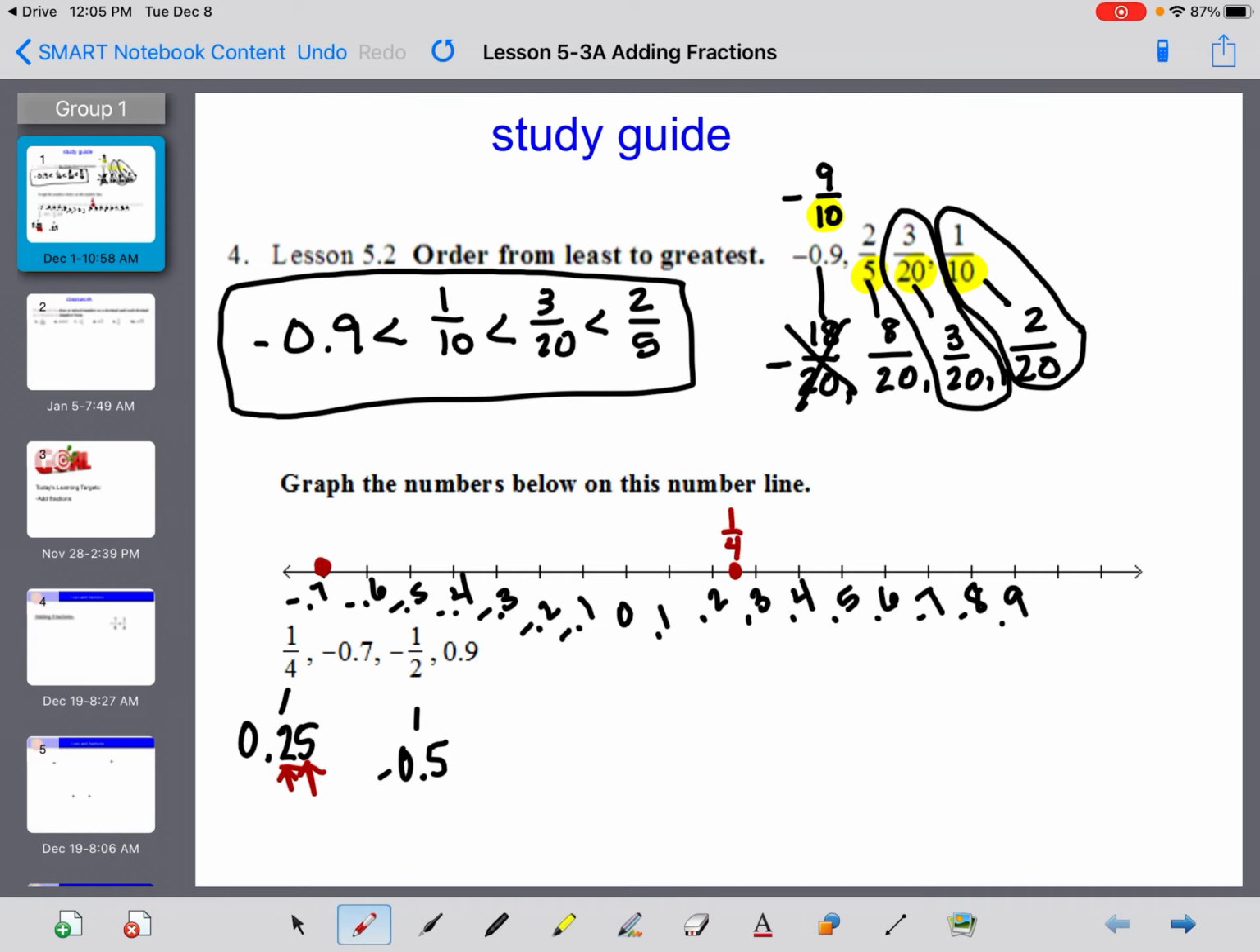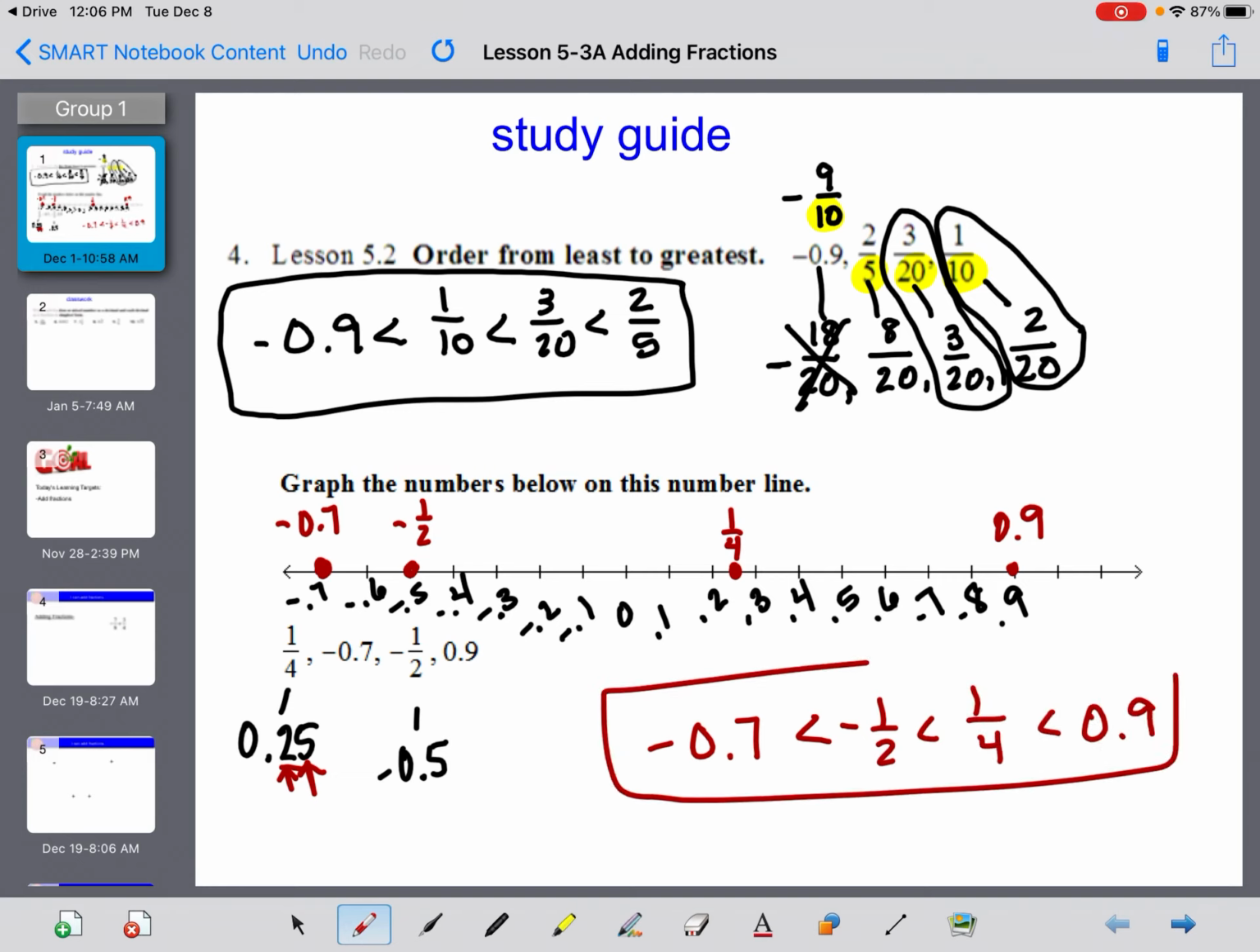Next is -7/10. Next is -1/2, which is the same as -0.5. And lastly is 9/10. Now when I read the numbers from smallest to biggest, I can order the numbers. -7/10 is less than -1/2, which is less than 1/4, which is less than 9/10.